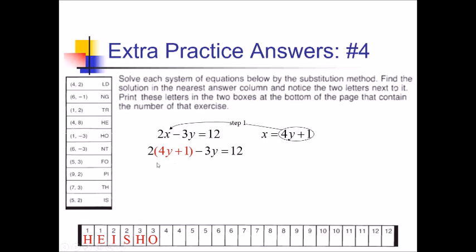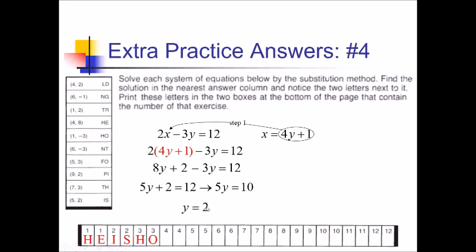Distributing now, I've got 8y plus 2, if I distribute that 2. And then we still have a minus 3 and an equals 12. Combining like terms, 8y minus 3, that's going to be 5y. Still have that 2 over on the left side, but we're going to take care of that now. Move it over to the right side. 12 minus 2 gives us 10. And then dividing both sides by 5, we've got y equals 2.